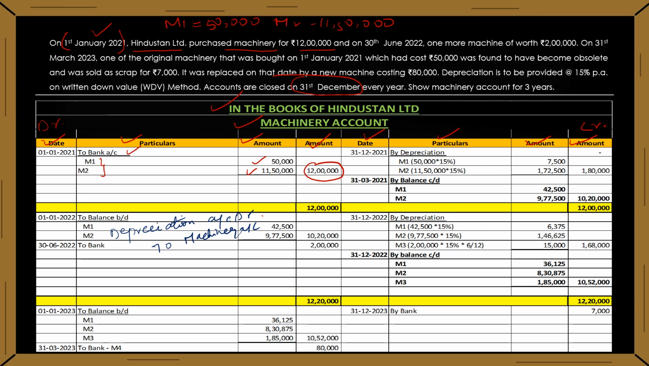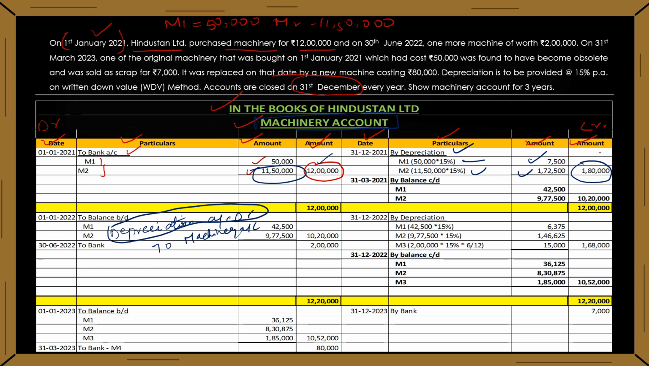We are doing the machinery account here. In the journal entry, depreciation is debited, so in the machinery account, it has to be credited by depreciation. Again, instead of taking the depreciation for 12 lakhs directly, we are going to find out for each machinery separately. M1 50,000 into 15%, 7,500, and M2 11,50,000 into 15%, 1,72,500. In the outer column, we will have the total depreciation of 1,80,000.